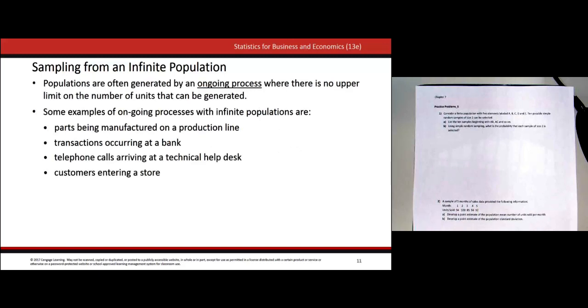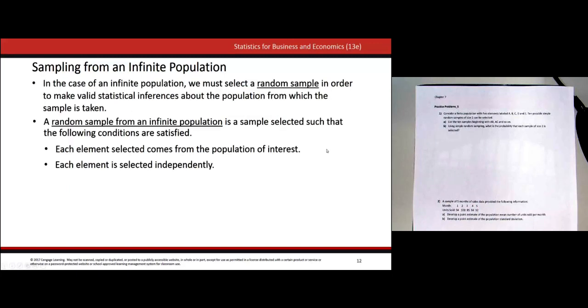Consider a production process. It may be an ongoing process where there's no upper limit on the number of units that can be generated, such as transactions occurring at a bank or customers entering a store. These are considered infinite populations. You can't have a list of all elements of interest in the population. Then how can you select a random sample of size n from an infinite population? You need to satisfy these conditions. Each element selected comes from the population of interest, and each element is selected independently.